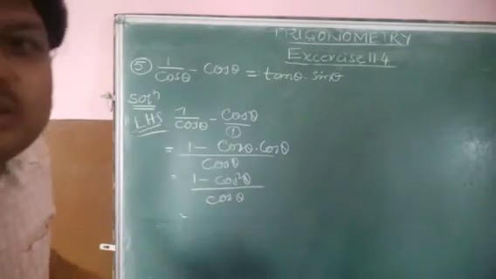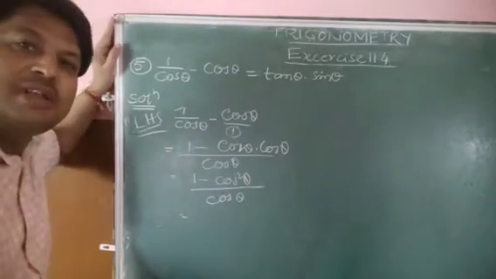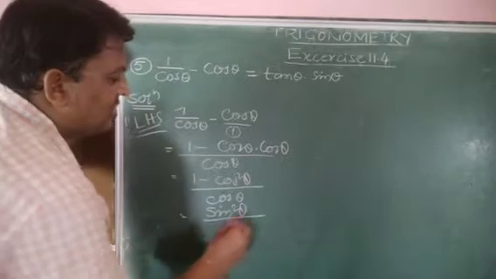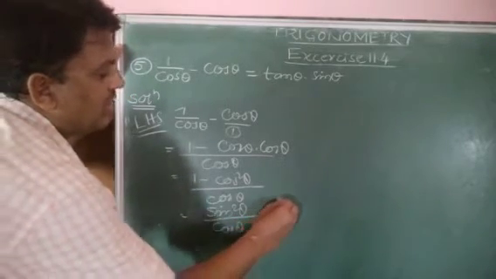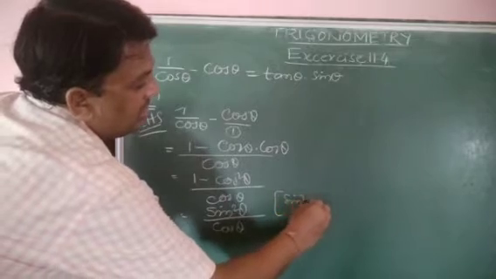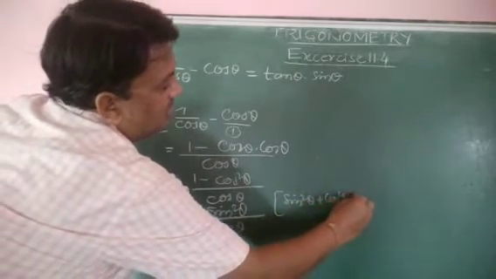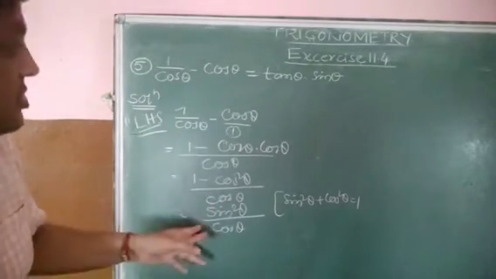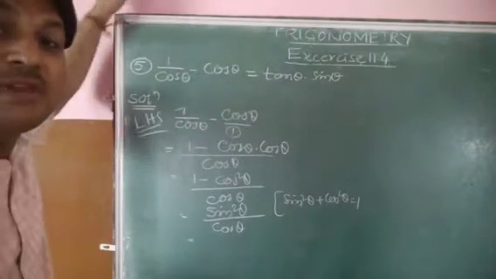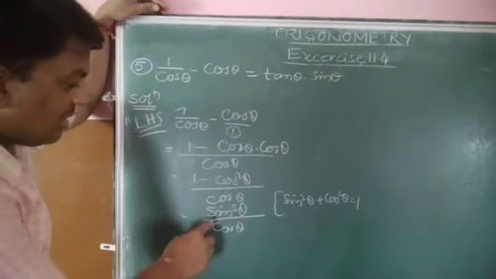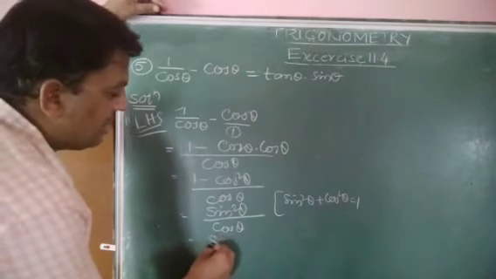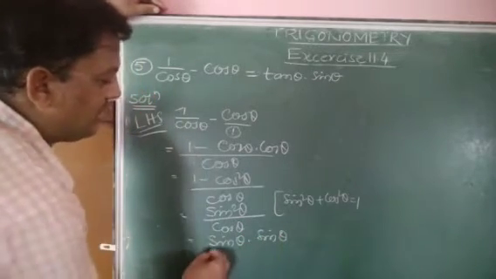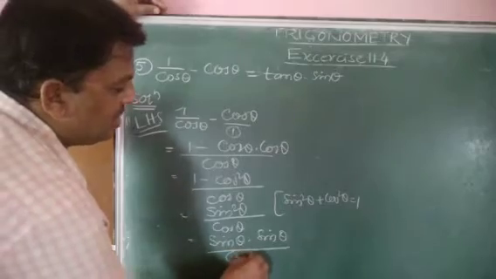Children, 1 minus cos square theta can be written as what? Yes, sin square theta. I gave the indication at the start only. How, children? Because the identity is there: sin square theta plus cos square theta is equal to 1. Now here sin square theta by cos theta. So see what you have to find: tan theta. Tan theta means we need sin theta by cos theta. Here sin square theta, so I am writing it separately: sin theta into sin theta, divided by cos theta.